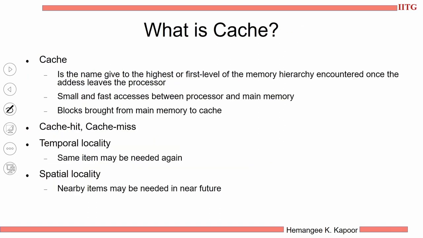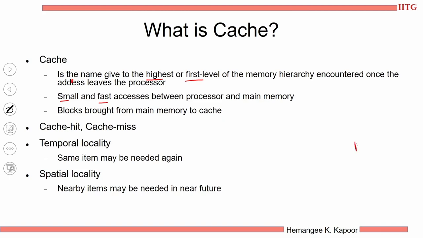Okay, so moving on, in the levels of the memory hierarchy, the first level after the registers was the cache. So what is a cache? It is the highest and the first level of the memory hierarchy encountered once the address leaves the processor. Okay, so once the address leaves the processor, it encounters the cache. Cache is the smallest and fastest memory between the processor and the main memory, and other levels of cache. The first level cache is like that, and blocks are brought from the main memory into the cache.